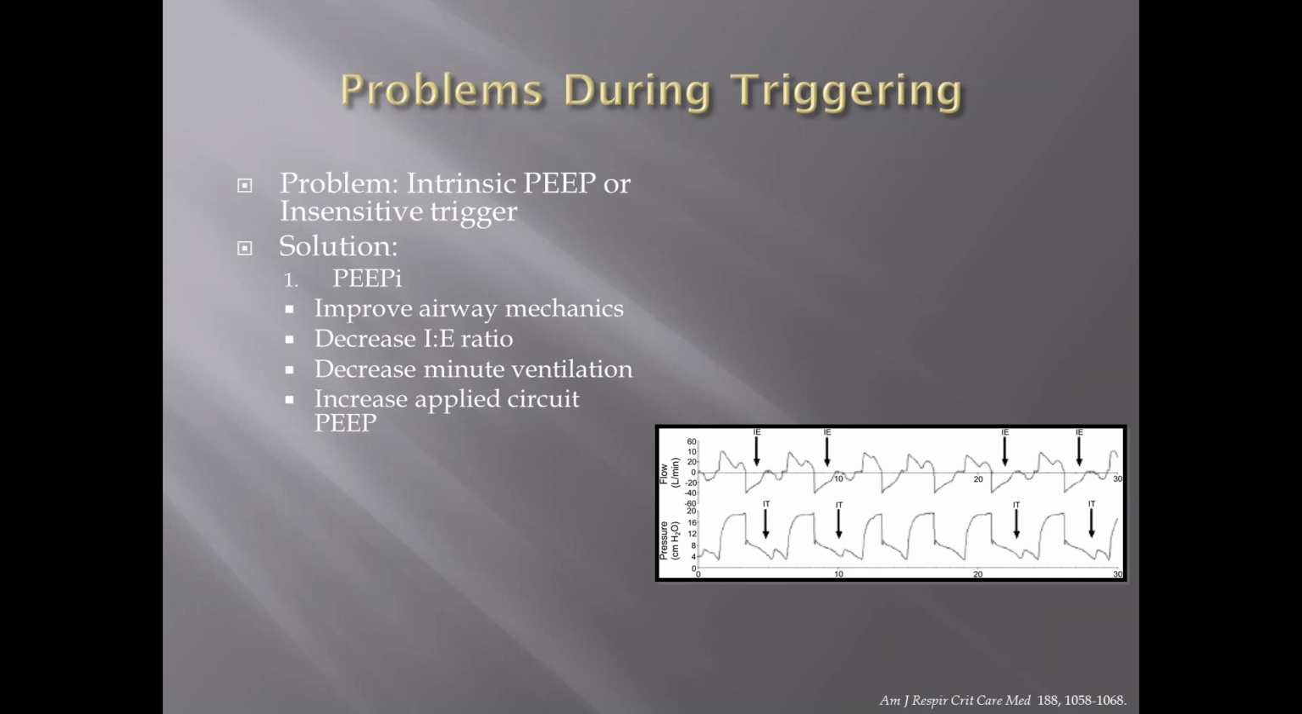Okay, so the solution, the best thing to do is improve airway mechanics, but that is easier said than done. The other things to do are change the ventilator in terms of decreasing the I to E ratio, decreasing the minute ventilation, or increasing applied circuit PEEP. We'll talk about that more in a minute. And then you can also change the trigger. In the patient we looked at, you can increase the trigger sensitivity and he'll be more able to initiate a breath.